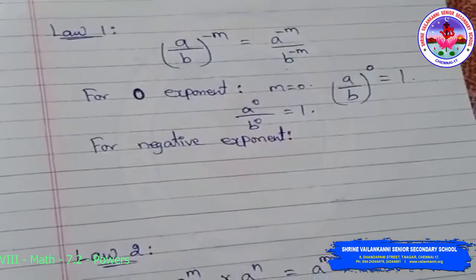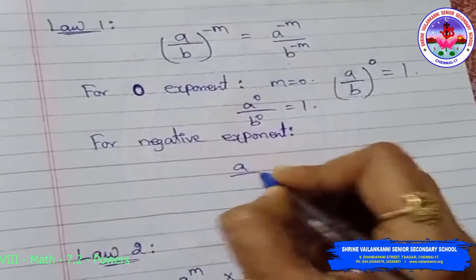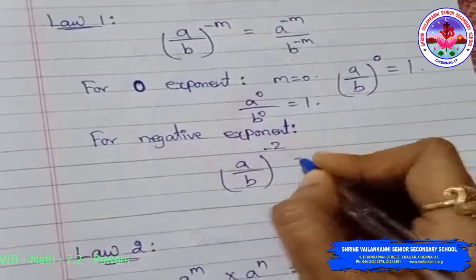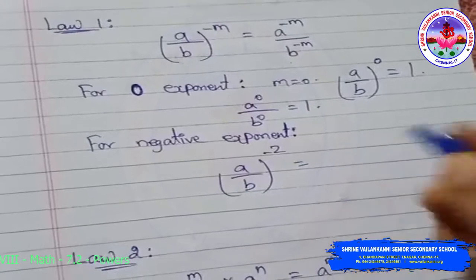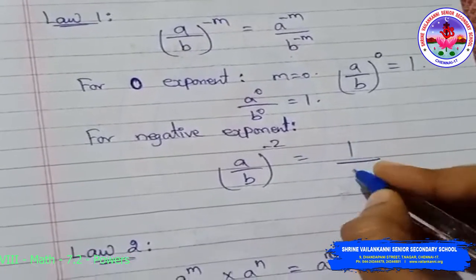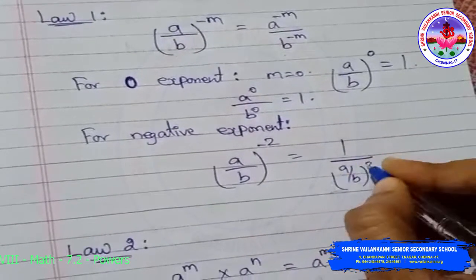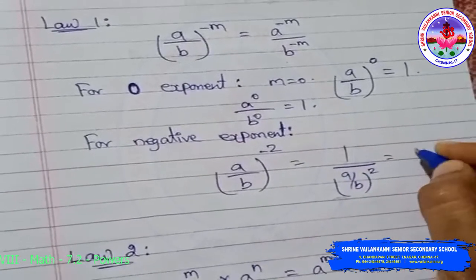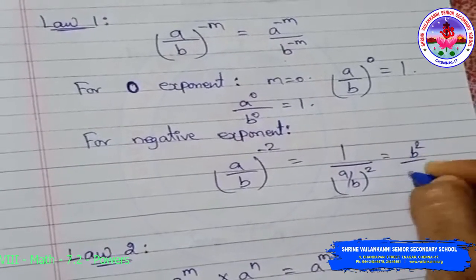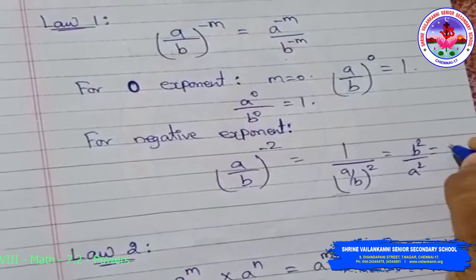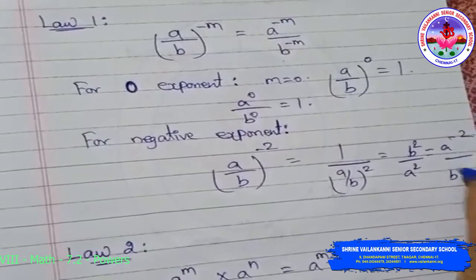For negative exponent, (a by b) whole power negative 2 is equal to, the value is 1 by (a by b) positive 2 is equal to b power 2 by a power 2 is equal to a negative 2 by b negative 2.